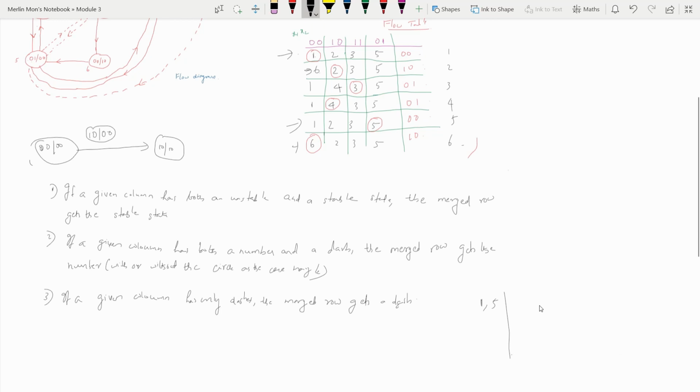We will just write the numbers 1 2 3 5. We will write the inputs also. Here it was 0 0 1 0 1 1 0 1. So the first row and the fifth row were merged. There is one more thing: the numbers should be the same.